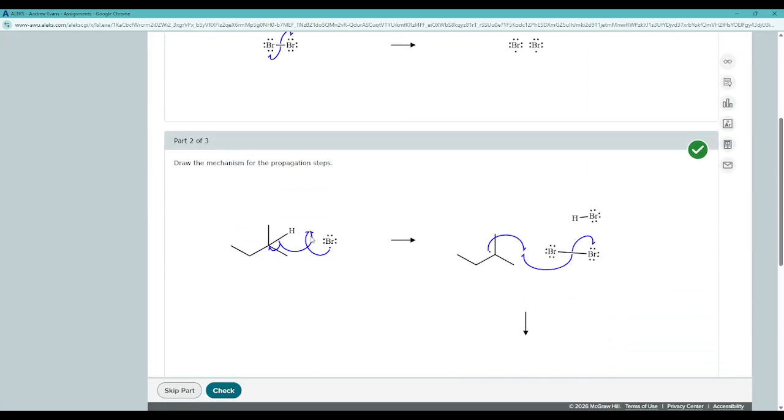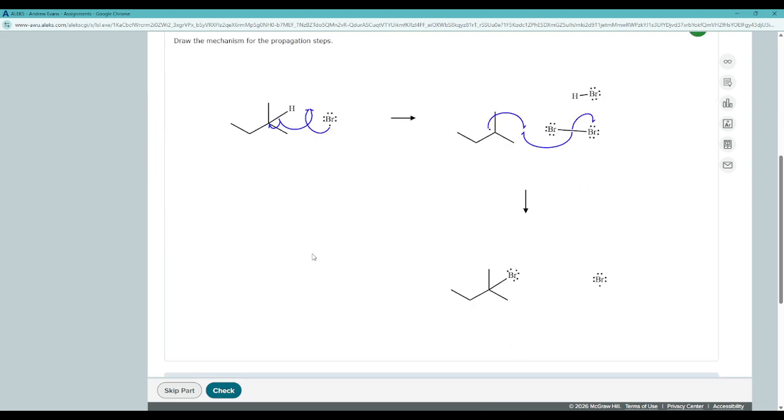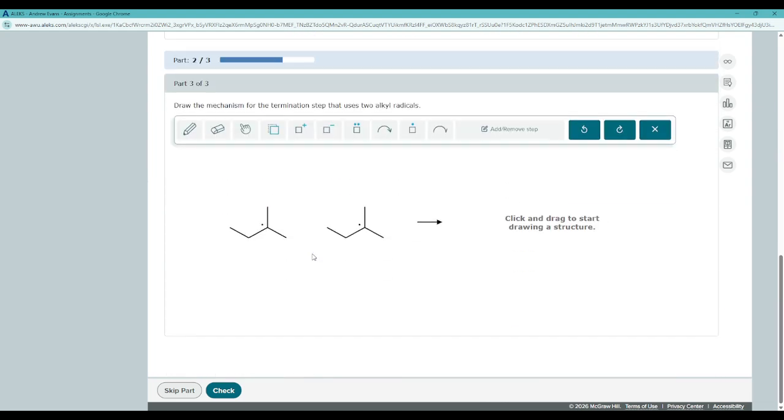So note, the 2 radicals are meeting in space. Do not draw the half arrows to the atom. They just need to meet somewhere in space. Finally, show the termination of 2 alkyl radicals. So we're going to say these guys bump into each other in space. So what will this look like?